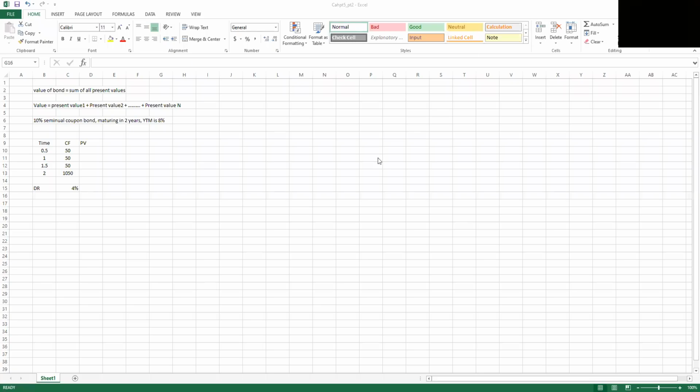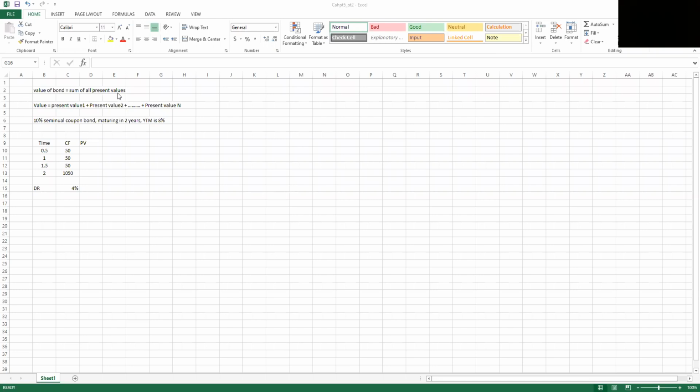Okay, so let's now talk about the value of a bond. The value of a bond will simply be the sum of the present values of the coupon payments and the principal payment, which means that you have to discount back each of the coupon payments and then the face value, and then sum them all together. Let's look at an example.